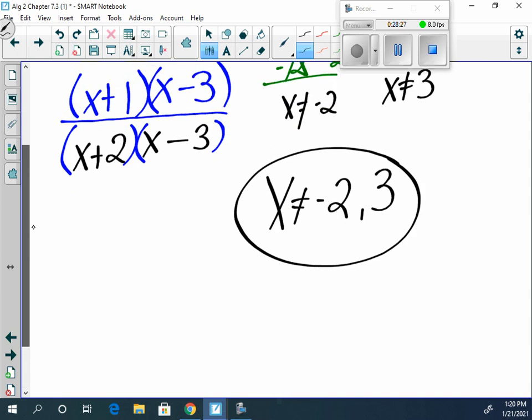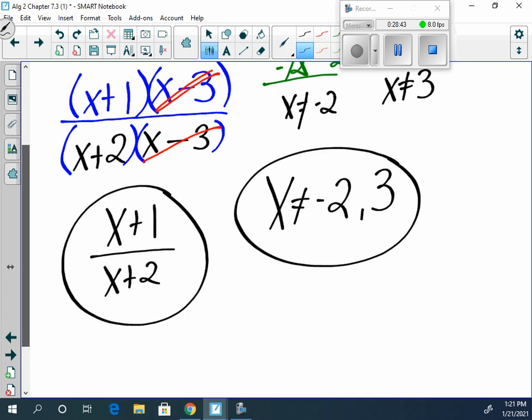And now all we have left is to simplify. So as we already said, the x minus 3 is in common on top and bottom, so it will cancel out. And what it'll leave us with is x plus 1 over x plus 2. And that's what we'll have left over.